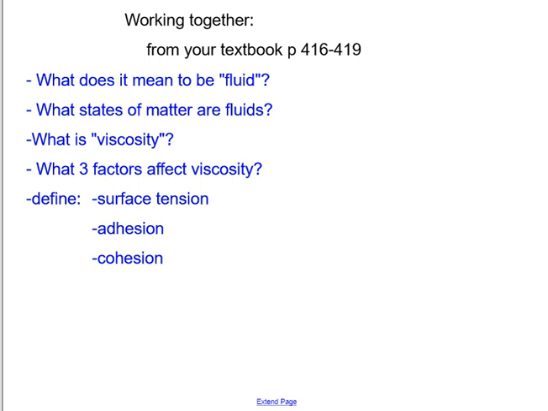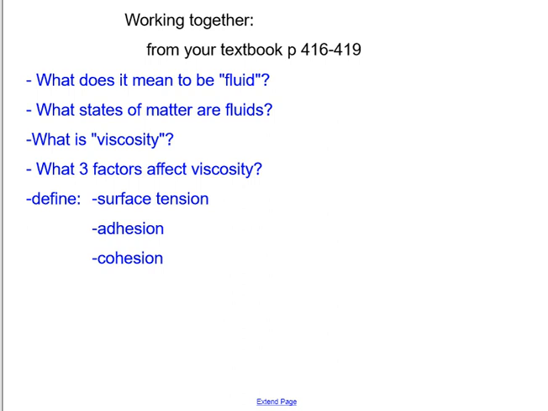Before we go into an explanation of the why behind things, I'd like you to read in your textbook pages 416 and 419. Both gases and liquids can be described as fluids because they can be poured and they can also diffuse. We know that means that they can go from areas of high to low concentrations.